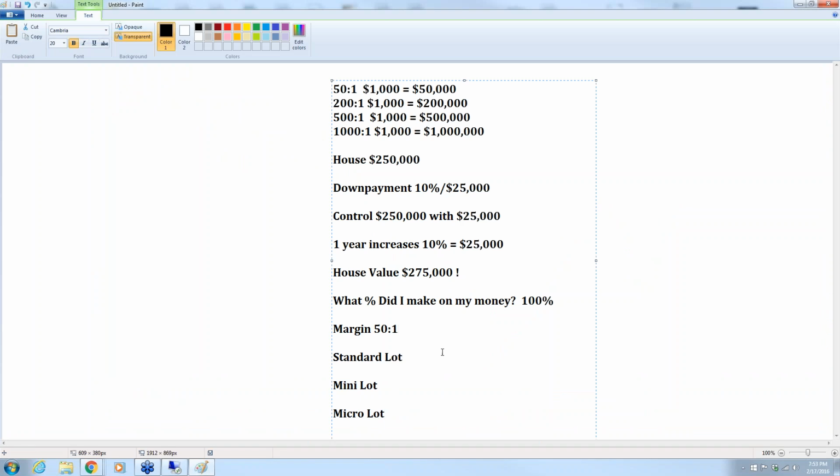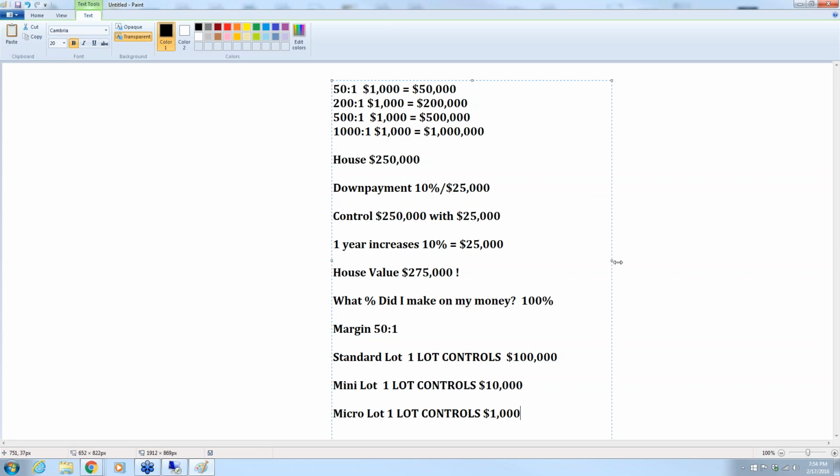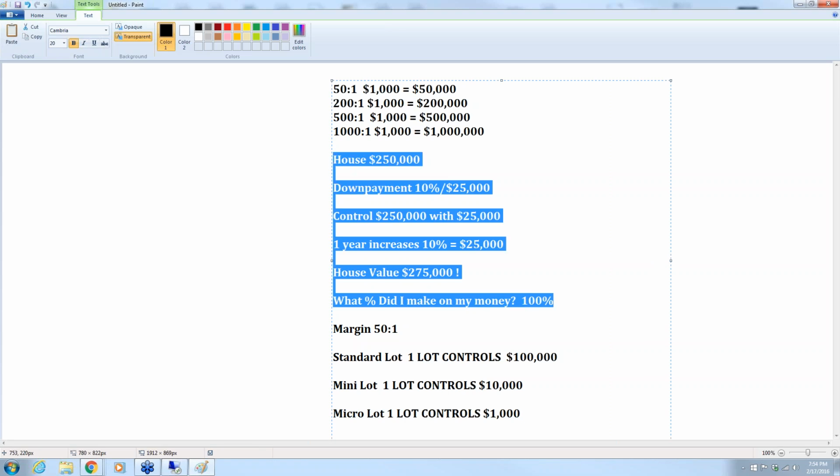So, standard lot, one lot controls $100,000. A mini lot, one lot controls 10,000. A micro lot, one lot controls 1,000. So when you're trading, you're going to determine how much volume you want to do, what the size is. Okay, and let me get rid of this and go back up here.